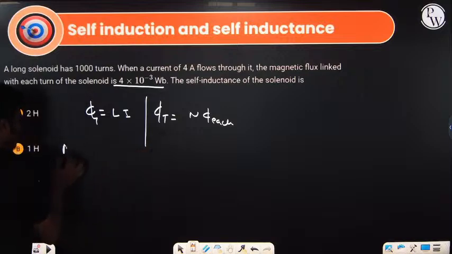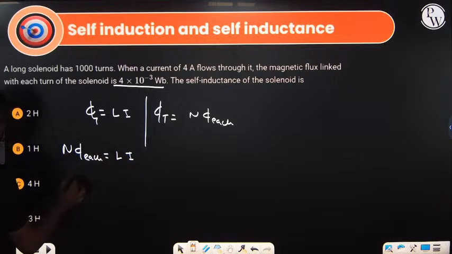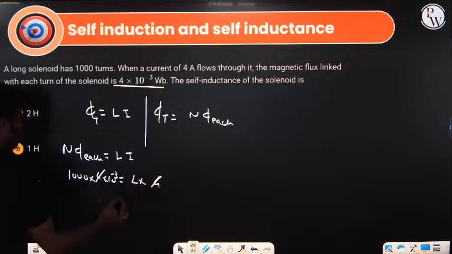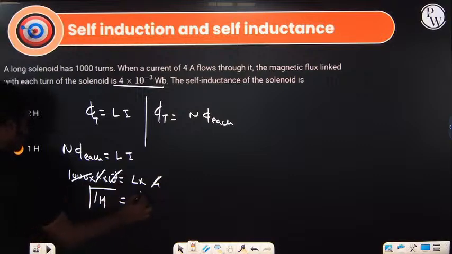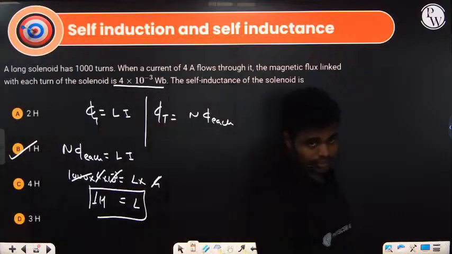So here we write N phi of each turn is equal to L into I, where L is the inductance of the solenoid and I is the current. That's it. The number of turns is 1000, and the flux per turn is 4 into 10 to the power minus 3, equals L into the current flowing through it, which is 4 ampere. 4 and 4 cancel, this also gets cancelled. What is L? L is 1 Henry. So the answer is 1 Henry, that is phi equals Li. So this is how we are solving.